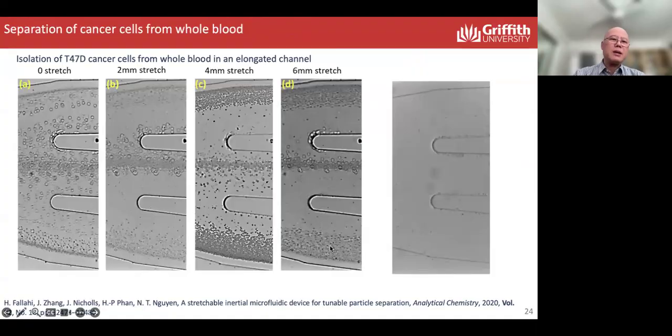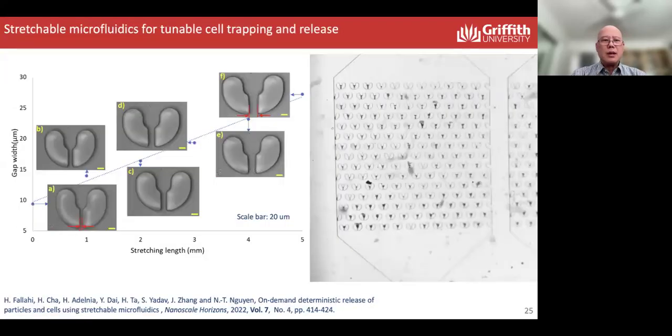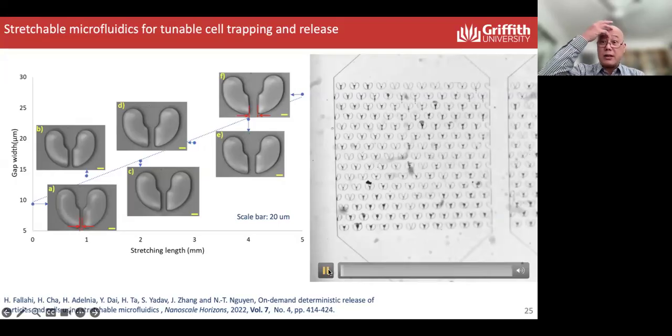Maybe it's not clear enough, but here we use it for separation of cancer cells from whole blood cells, just by tuning the length of the device. Well, based on the same idea, macroscopic stretching allows you to control a very small, minute length scale in the actual microfluidic device.